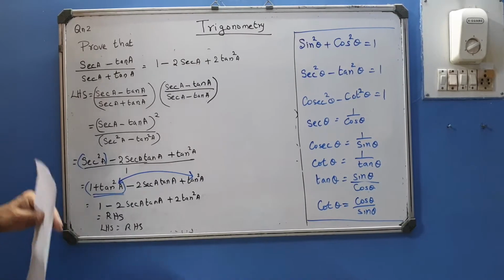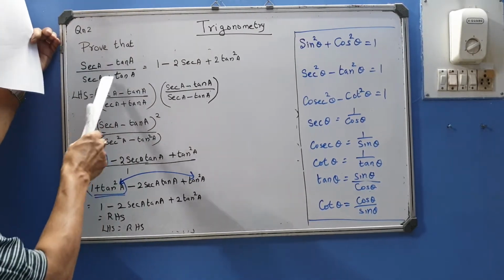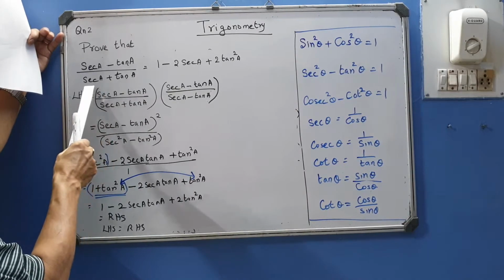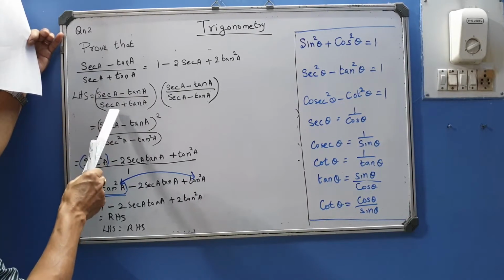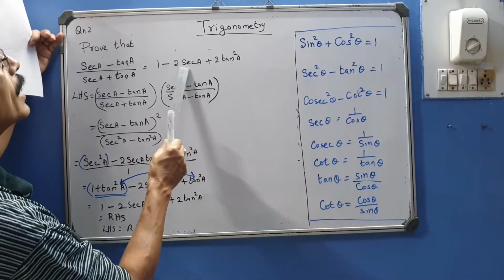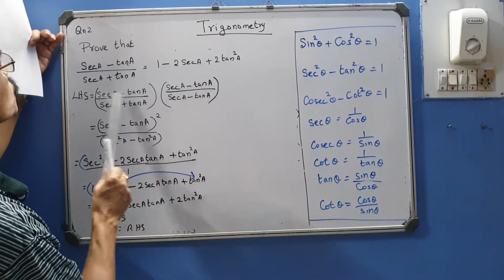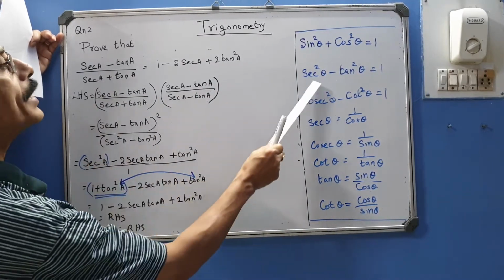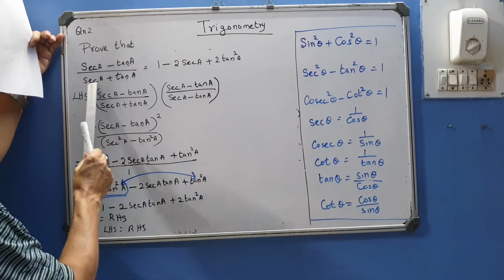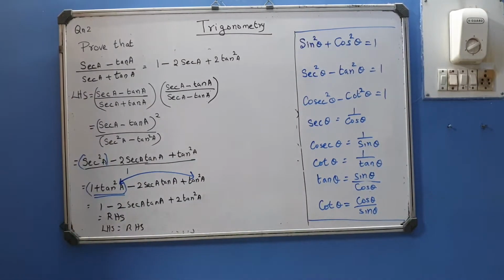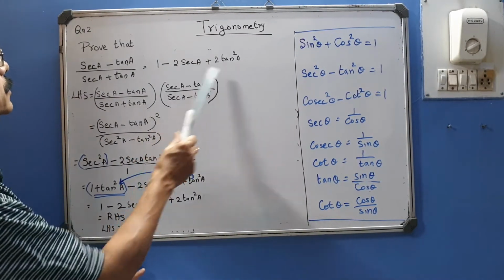So once more I repeat it. Look at this question. We rationalize the denominator. The advantage of rationalizing the denominator is that the denominator becomes 1, because secant squared A minus tan squared A is 1. So when you rationalize the denominator, we get like this.